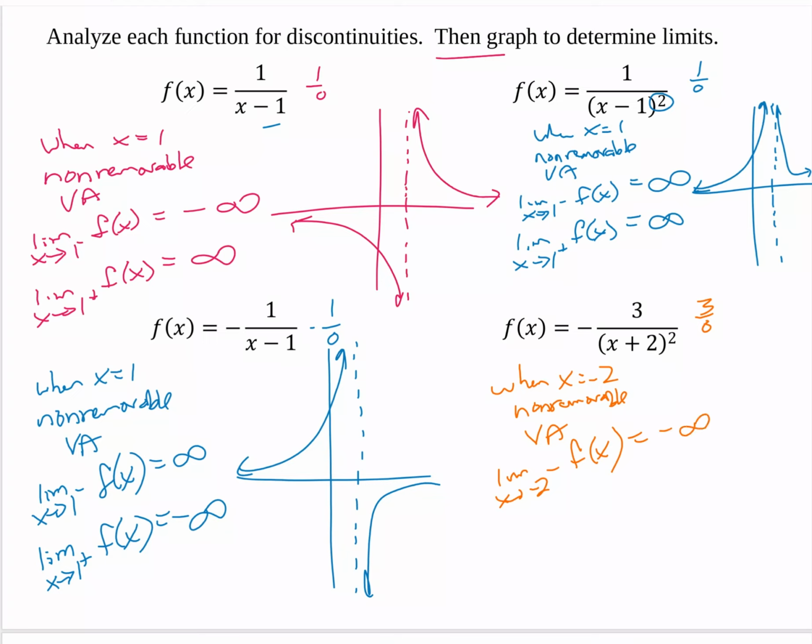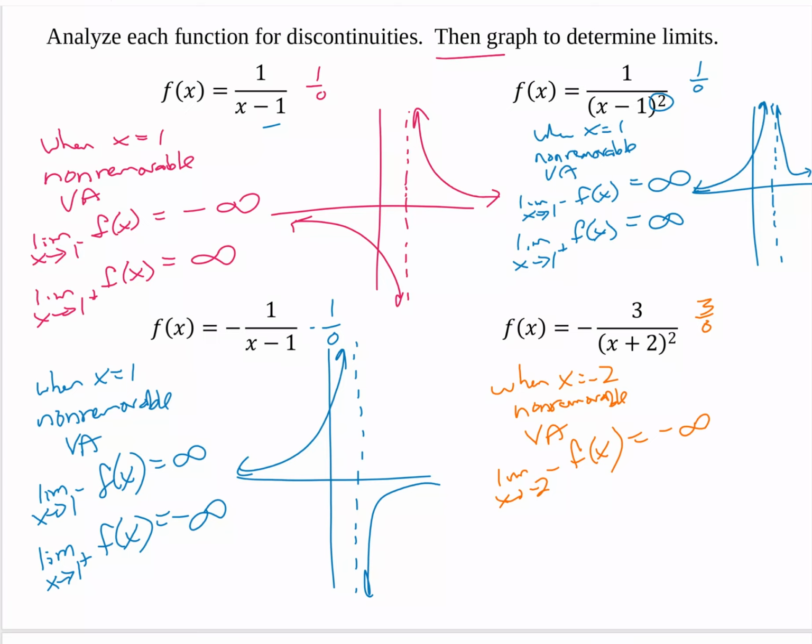The 3 on top really doesn't make any difference. It'll just change the shape of the function. It's a scalar, right? But it doesn't do anything as far as negative infinity or positive infinity. So it's like a stretch or compression.